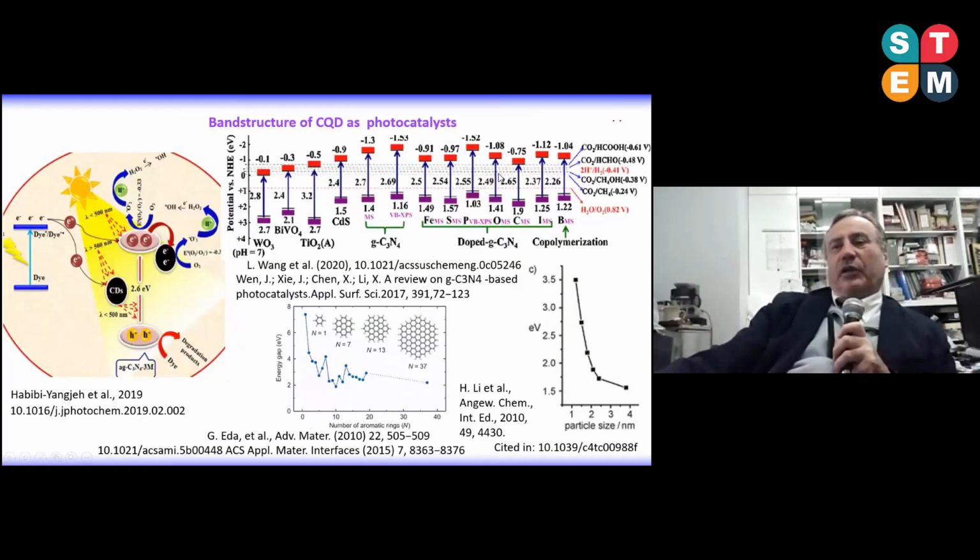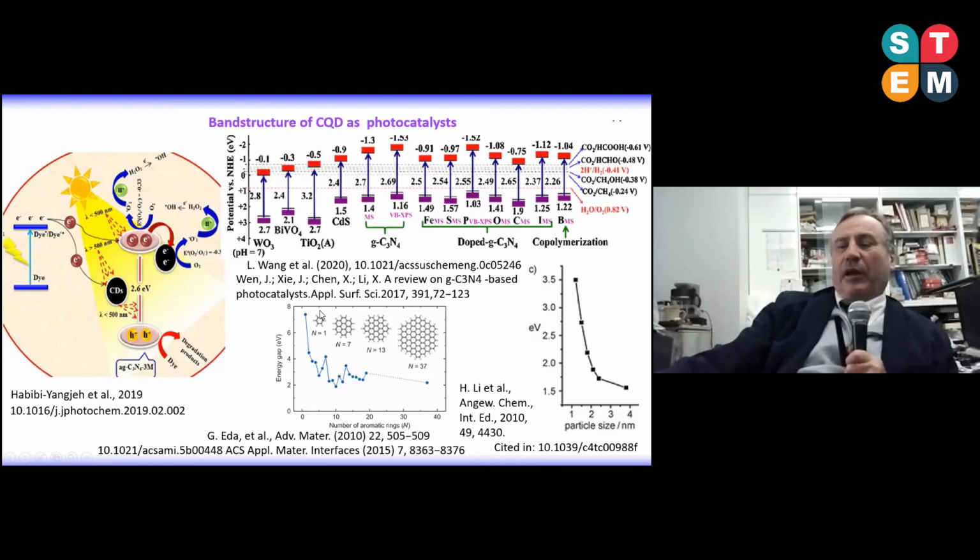And now the active role of graphitic carbon nitride is shown in this paper for the first time. It's already from 2017. So there are many orbitals, and iron, sulfur, phosphor, oxygen, or carbon doping change the band gap a little bit. So that is beneficial for the design of the photocatalytic material.